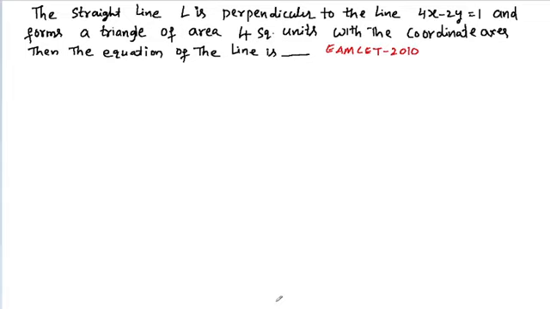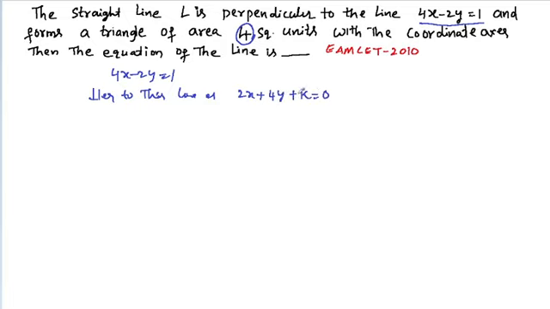The straight line L is perpendicular to the line 4x minus 2y is equal to 1 and forms a triangle of area 4 square units with the coordinate axes. Then the equation of the line is dash. The equation of the line perpendicular to the given line, that is, the given line is 4x minus 2y is equal to 1. So perpendicular to this line is 2x plus 4y plus k is equal to 0.